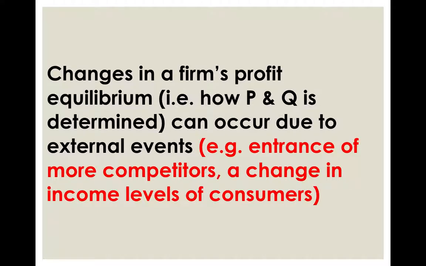Okay, sometimes there could be changes in the firm's profit equilibrium, which refers to how P and Q is determined when there are external events. Some of these external events could be things like entrance of more competitors or a change in income levels of consumers, meaning when there is an increase in income of consumers, you know that this increase in income will actually lead to an increase in demand for normal goods and a fall in demand for inferior goods.